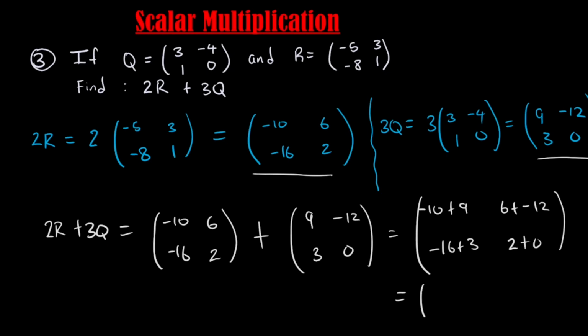And that will give us our answer, which is -1. So -10 plus 9 is -1. -16 plus 3 gives us -13. 6 plus -12 will give us -6. And 2 plus 0 is 2. So our final answer is this matrix right here.